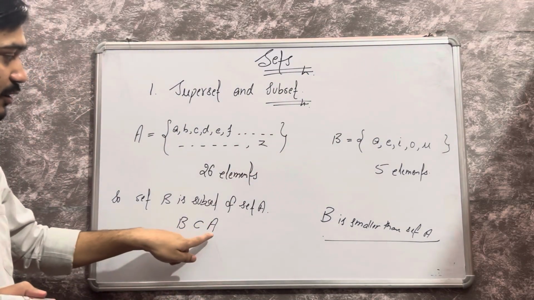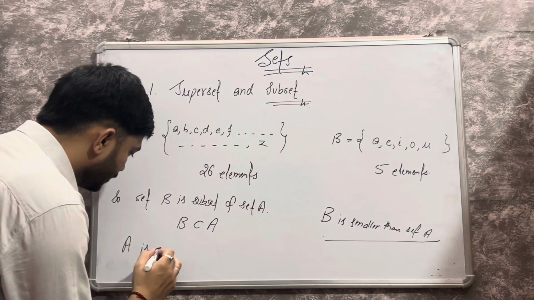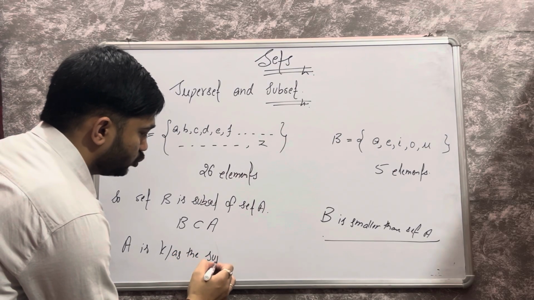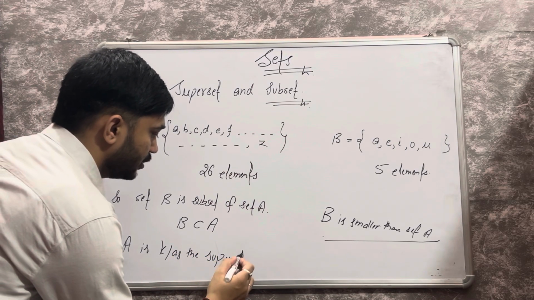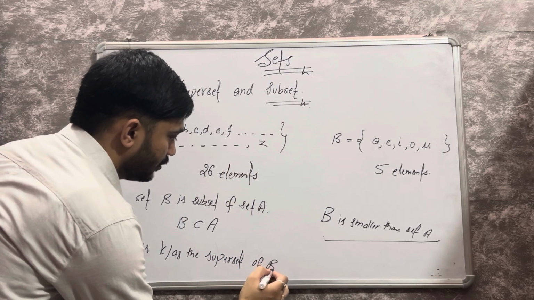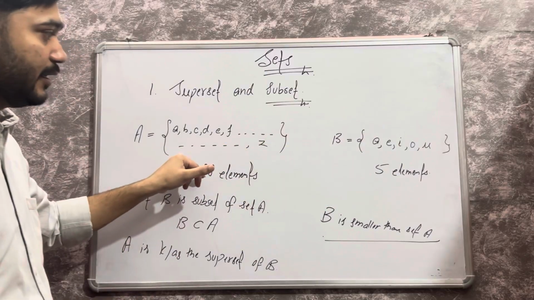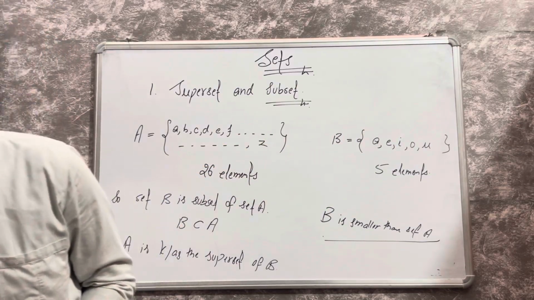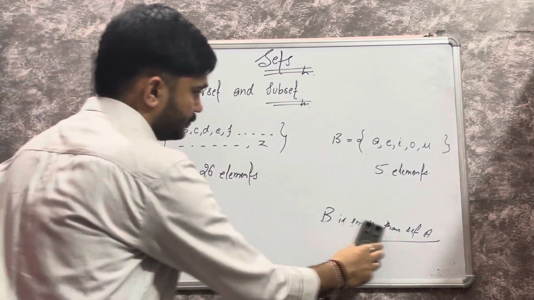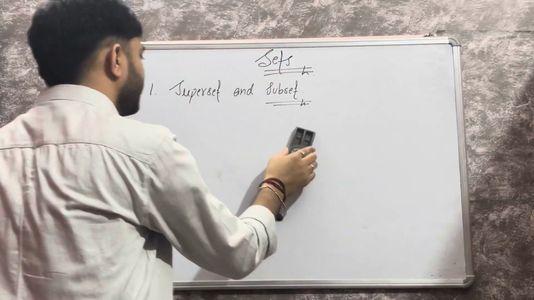And we represent a subset like this: B is a subset of A, and A is known as the superset of B, because all the elements of B are present in A. Any doubts? Now moving forward, we are going to understand this with an example.